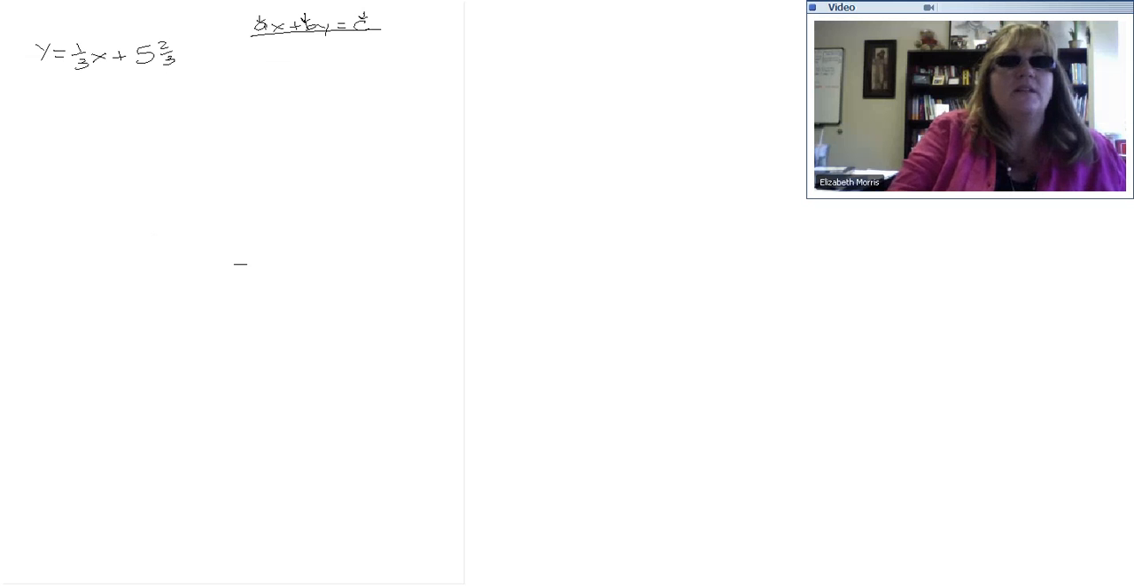This I would need to say, first of all, 1/3 x plus 17/3. I changed this mixed number. 3 times 5 is 15, plus 2 makes 17. Remember, you multiply this way and add this way, and then put it all over that denominator, okay?